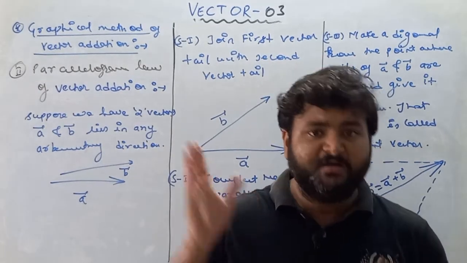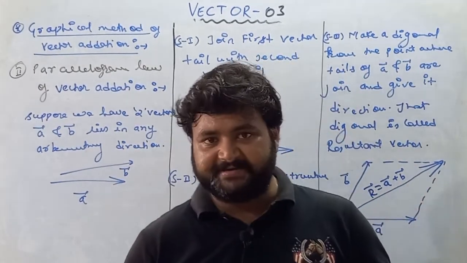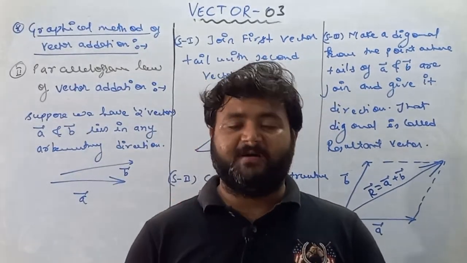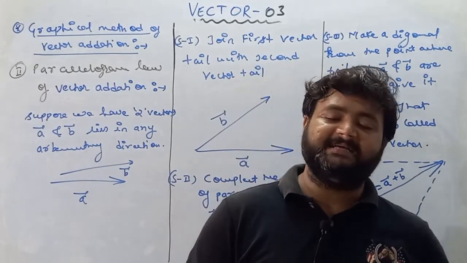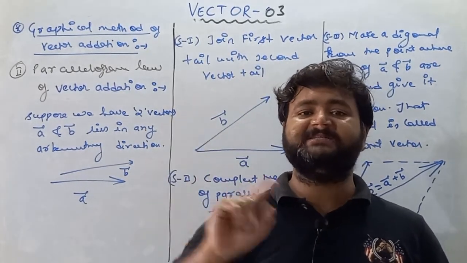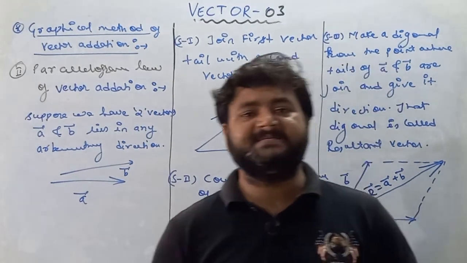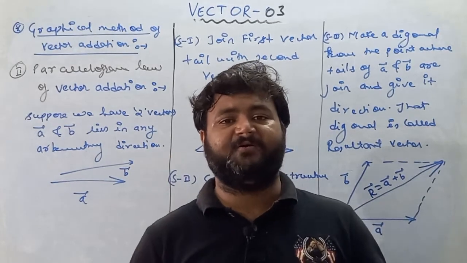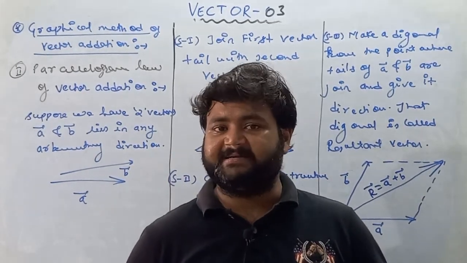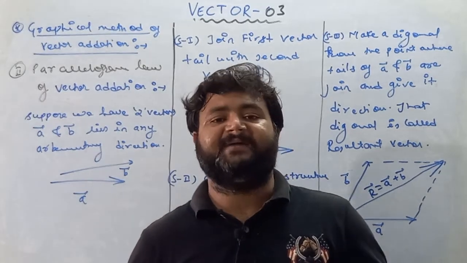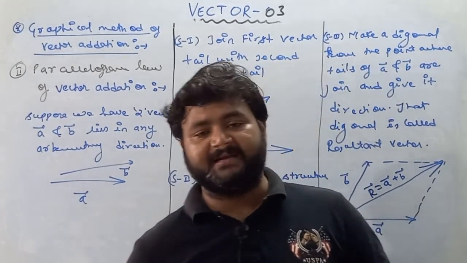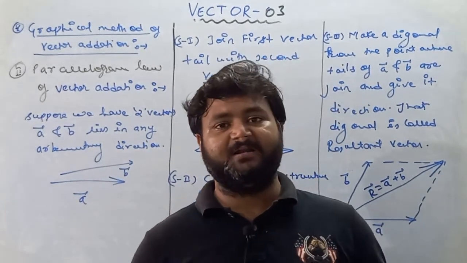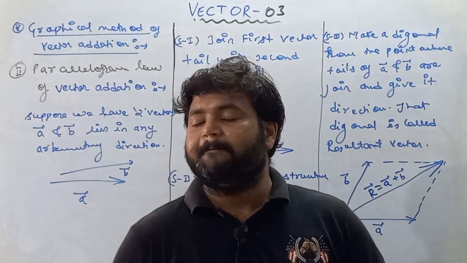You have to join first vector tail with second vector tail, complete the structure of parallelogram, form a diagonal from the point where two vector tails are combining, give the direction to the diagonal. That diagonal represents the resultant vector, and resultant vector means the effect of all the vectors created by a single vector, that is A vector plus B vector. I hope today's topic will be cleared by you. Dear student, take care. For this lecture, it is all about the parallelogram law.